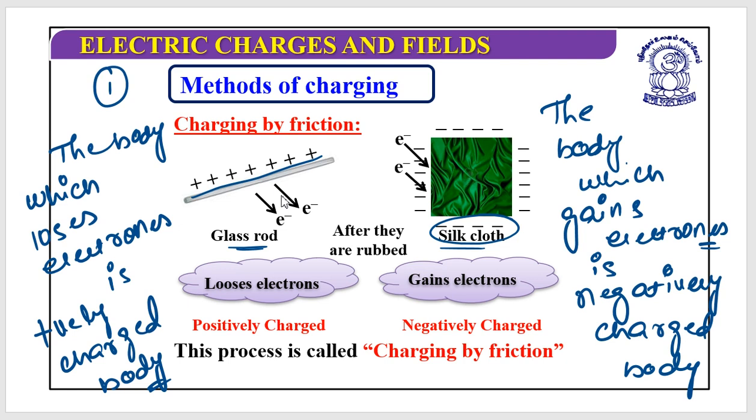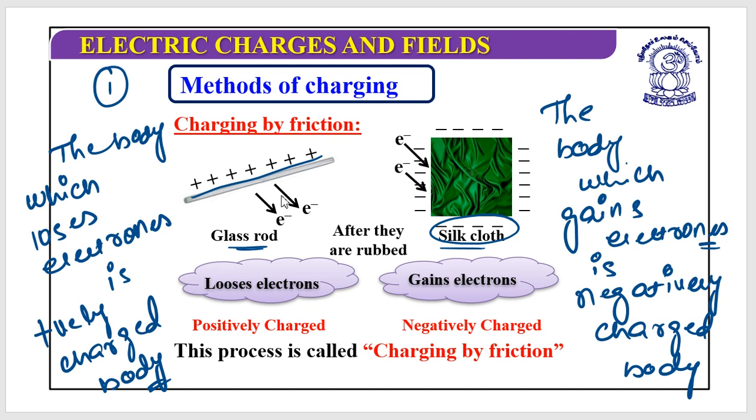Now take one paper, convert it into beads of paper. Just tear it into small pieces. Now try to attract those beads of paper with the help of the scale. It might work. How does this happen? This is charging by friction only. When you rub a scale with your hair, you charge the scale, and the same thing happens.